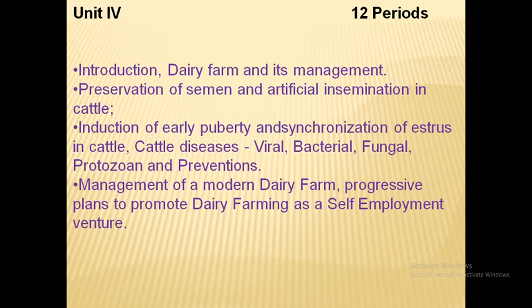The last unit is about dairy. Within unit 4, we need to understand what a dairy farm is and how to manage it, and how much cattle you should have in your farm. The number has to be restricted; it should not go beyond what you can manage properly. So the structure and layout of the dairy farm and its management is very important.